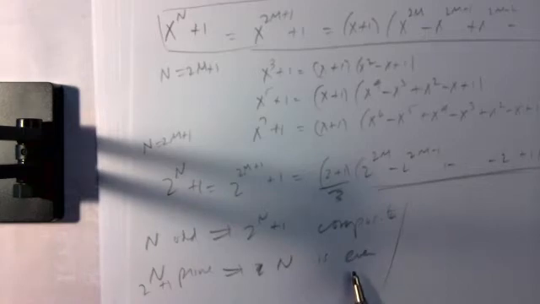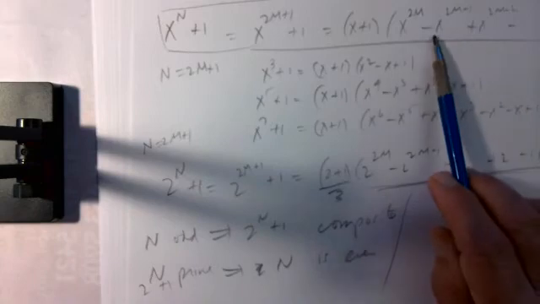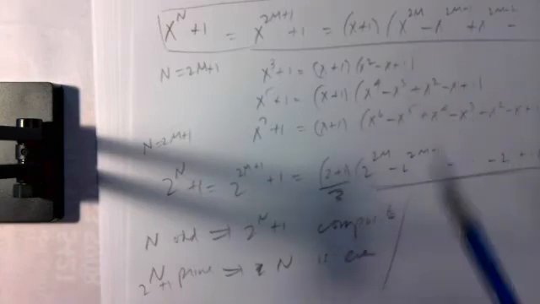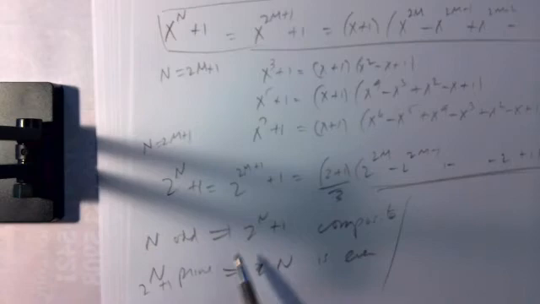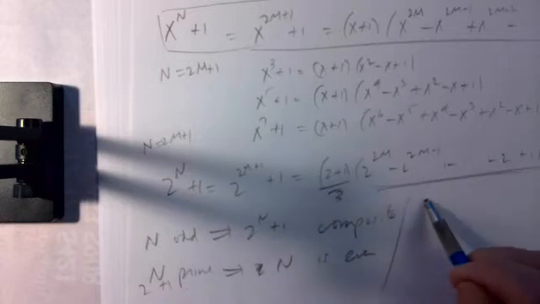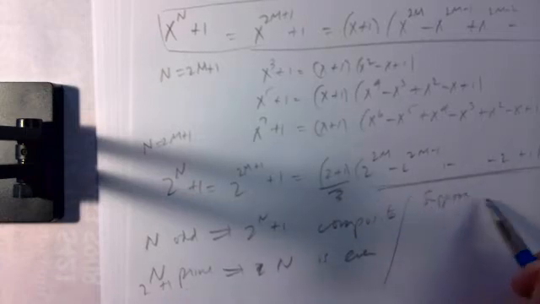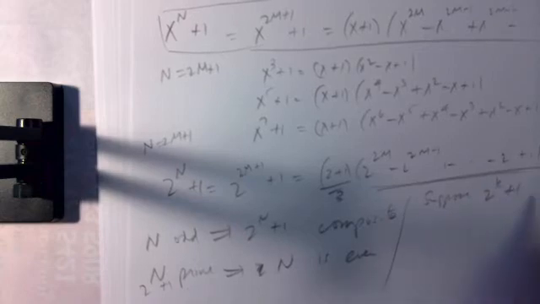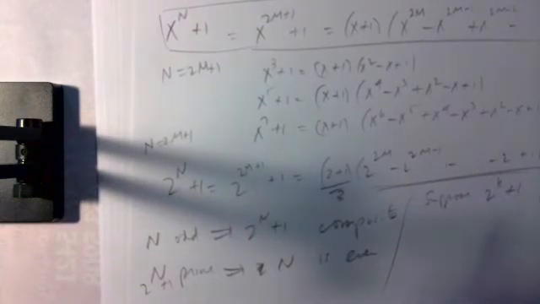Any questions about this? Because this is the basic step, that this factorization rule says that if n is odd, 2 to the n plus 1 is composite. Or conversely, if 2 to the n plus 1 is prime, then n has to be even. So suppose 2 to the k plus 1 is prime. So then k has to be even.